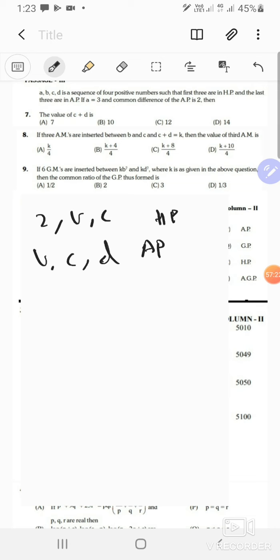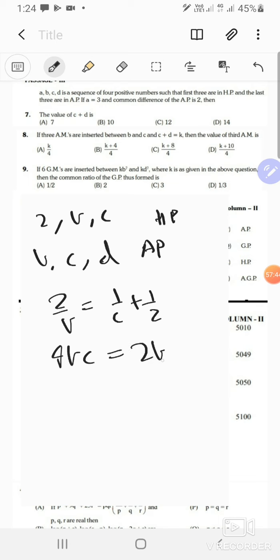So let's see what important information we can get from that. That will give me 2 upon b equals 1 upon c plus 1 upon 2. Let's multiply it by 4bc. So this will be 4bc equals, you got 2 over there, that c gets cancelled, so 2b, plus the 2 gets cancelled, you got bc over there. So that gives me bc plus 2b equals 4c.